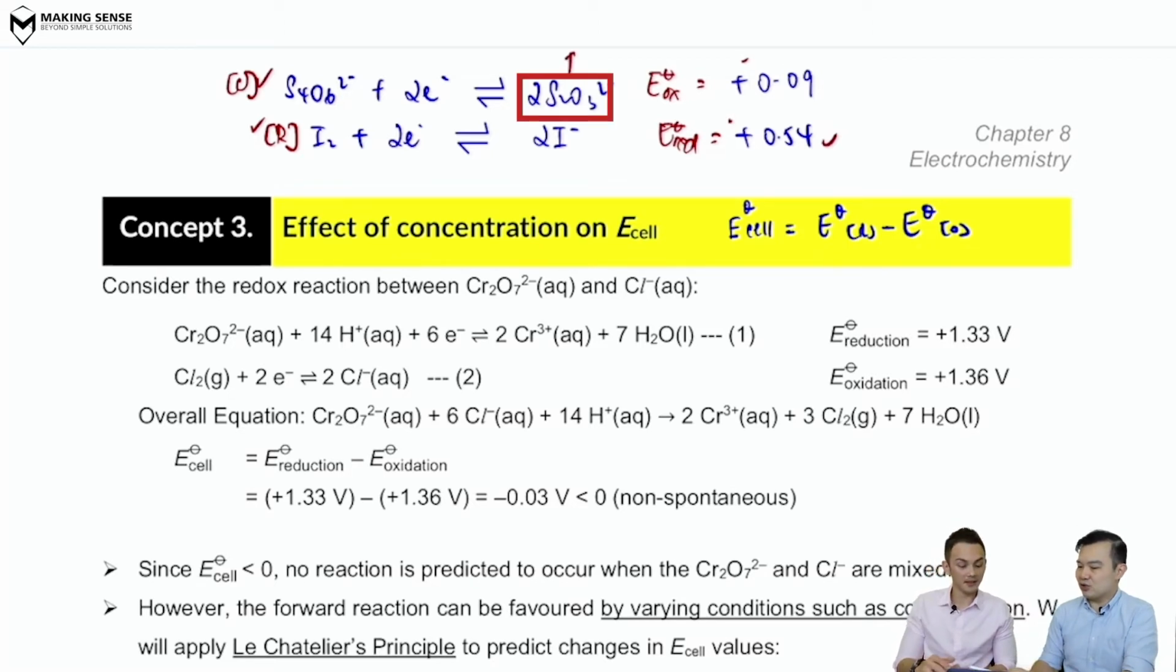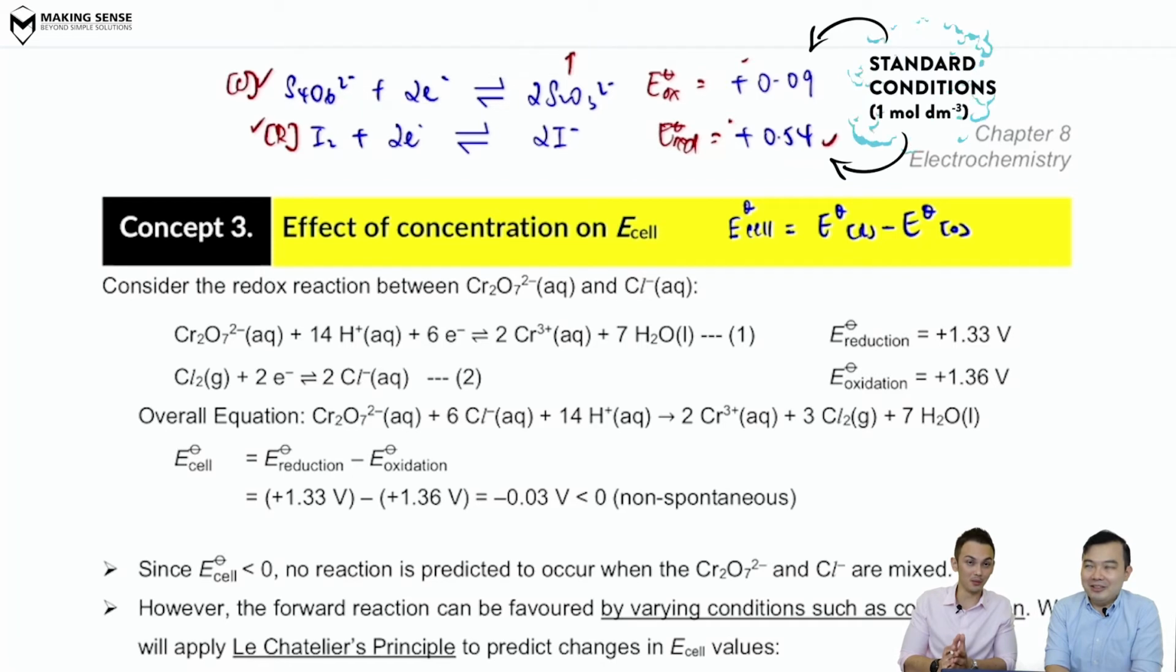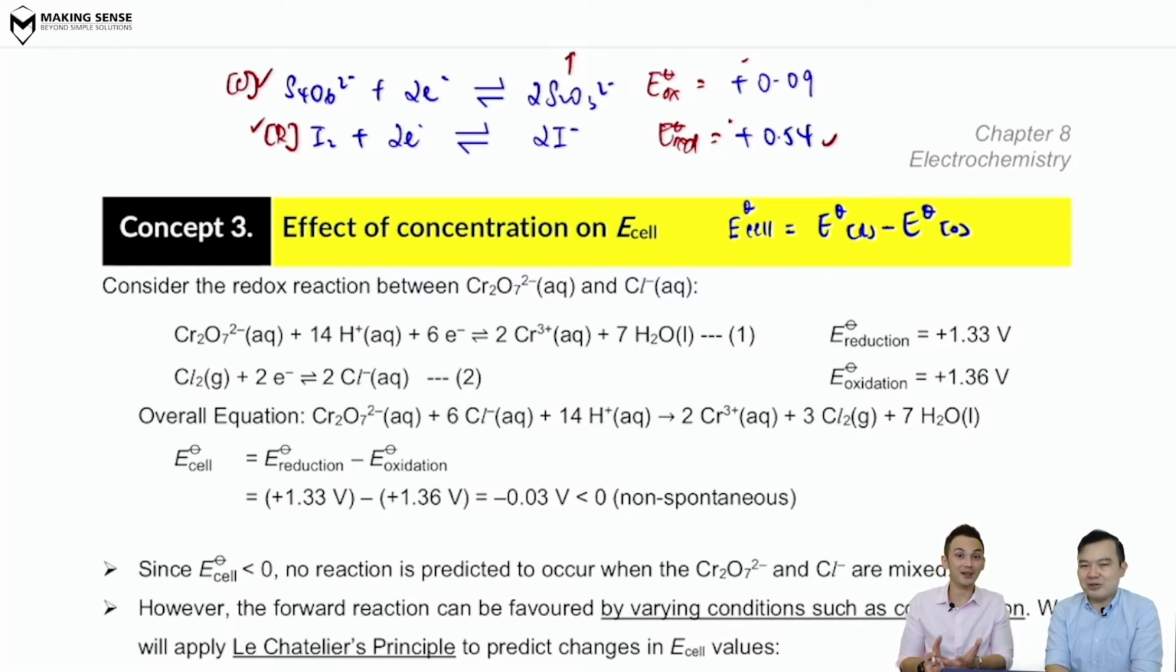So Mr. William, can you run us through what will happen to the Ecell instead? Sure, right. Just bear in mind, whatever calculations we have done earlier on is under the assumption everything is done under standard conditions, which means the concentration of the ions are 1 mole per dm cube. Right. But now you are asking what happens if I were to change the concentration. That's right. To increase it.